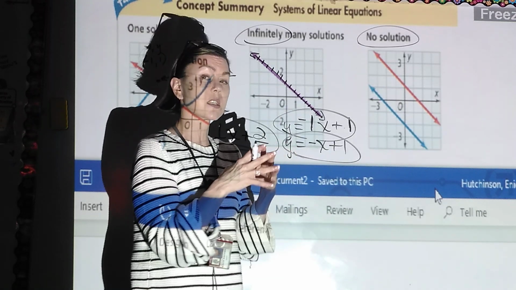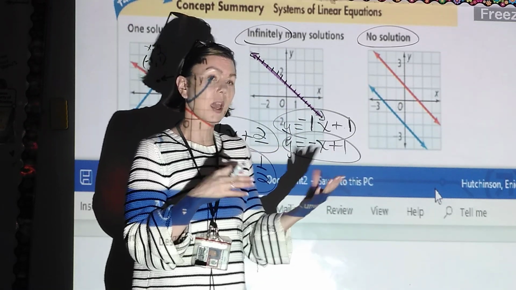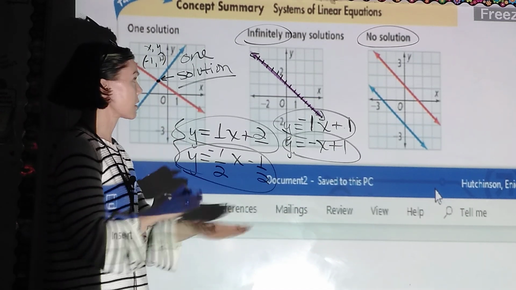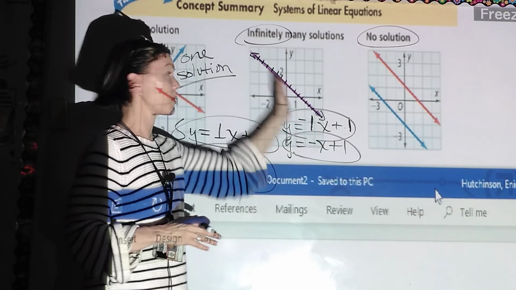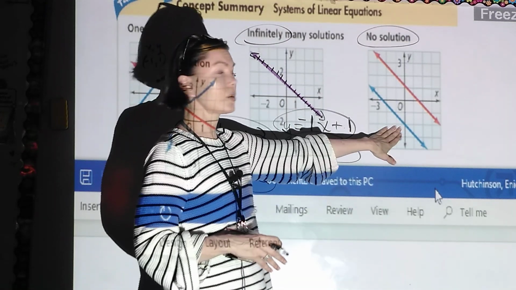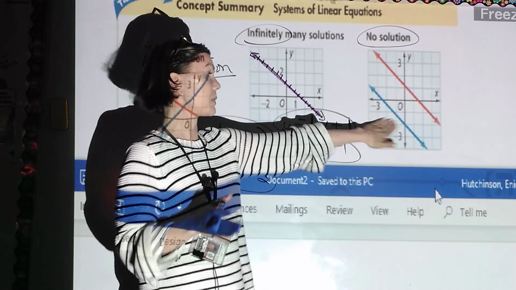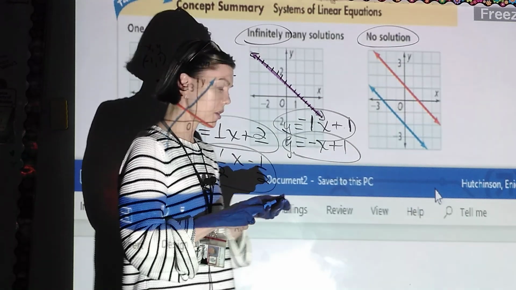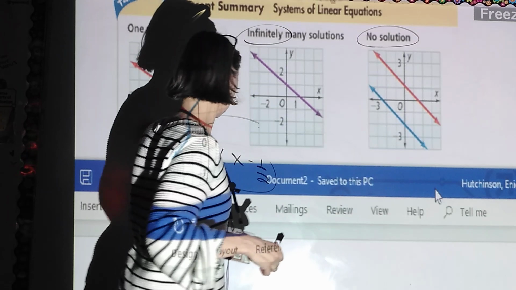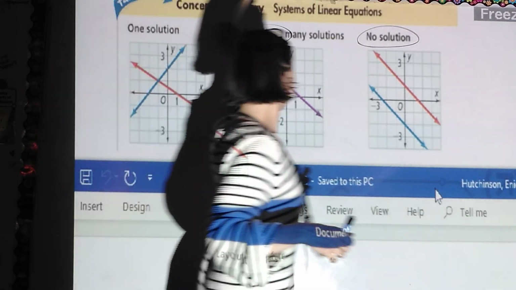So when you're graphing a system of equations, you're either going to get one solution where the two lines cross, infinitely many solutions because you'll be graphing the same exact equation, or no solution because they never cross because they're parallel lines. Those are the three options, okay?